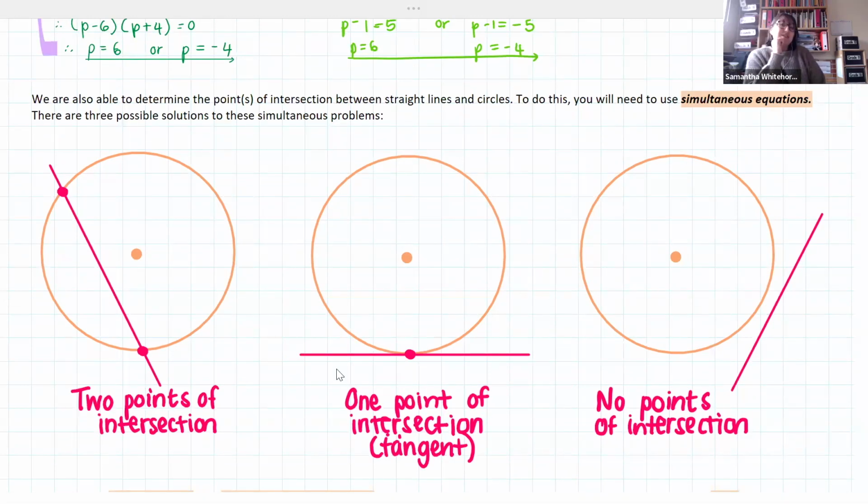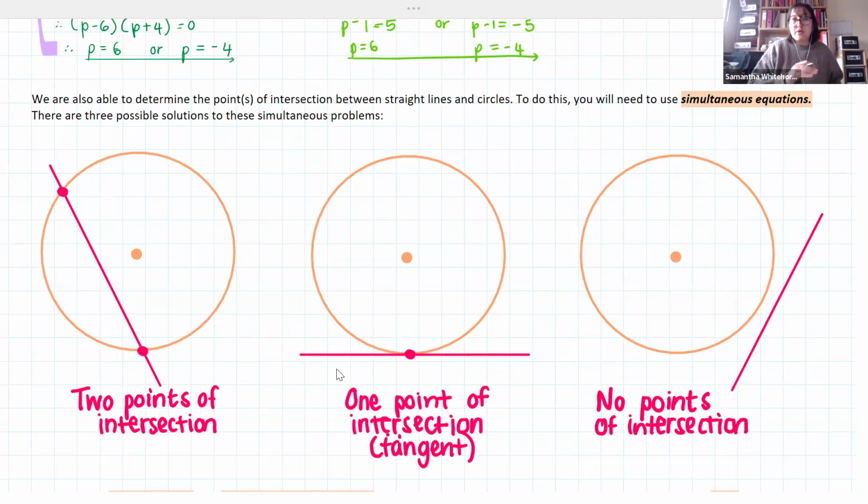We are able to use simultaneous equations to determine points of intersection between circles and lines. To do this, you have to use simultaneous equations because that's essentially what a point of intersection is. We spoke about this when we did simultaneous equations when you were in grade 11. We've spoken about it in functions. That is essentially how you go and solve for a point of intersection.